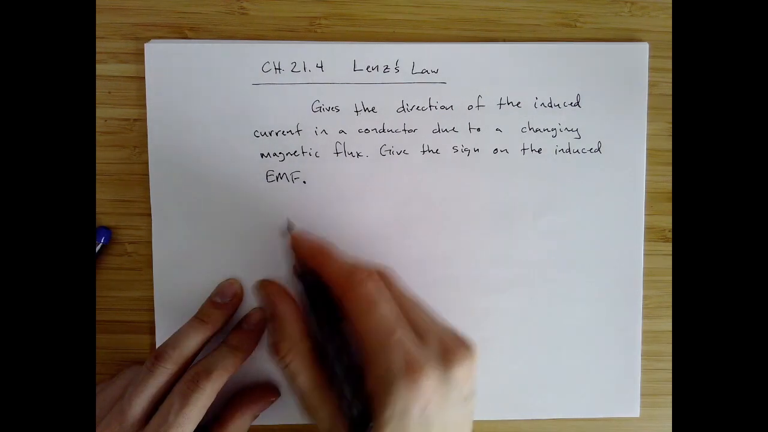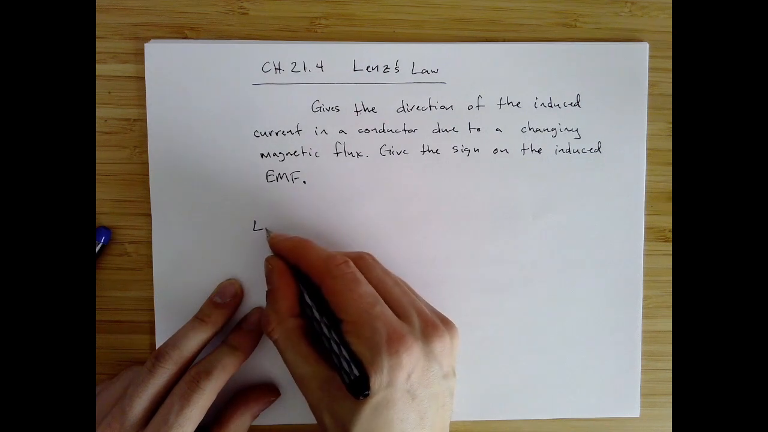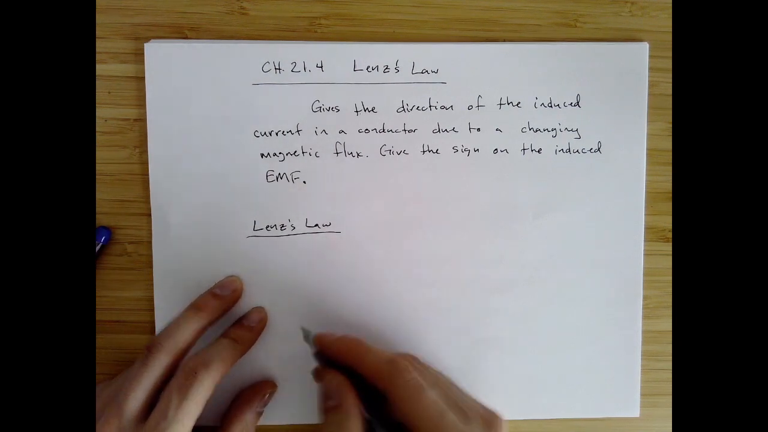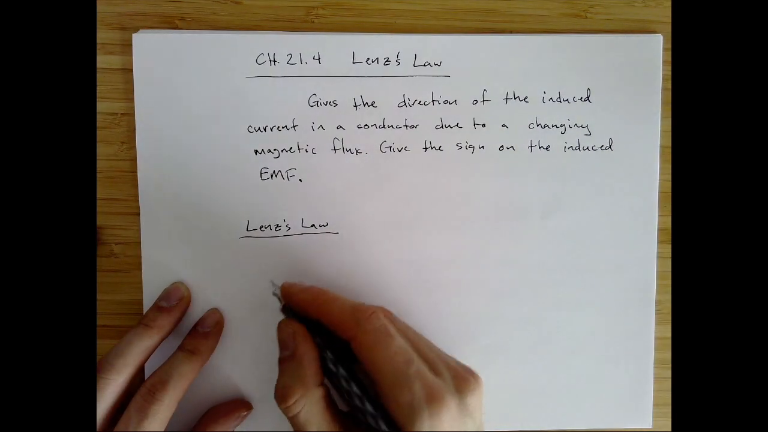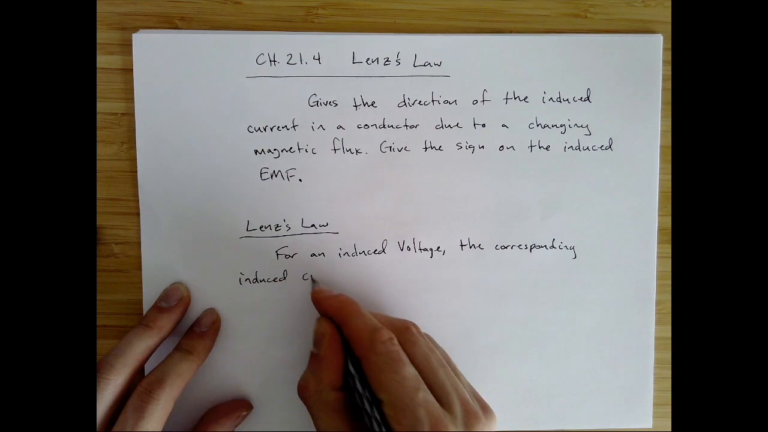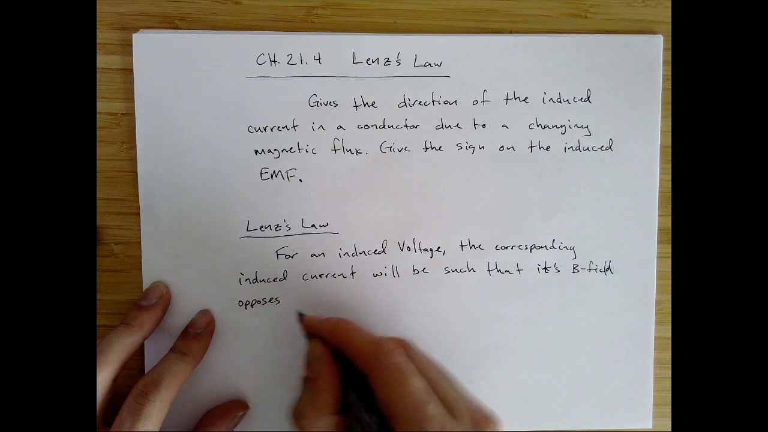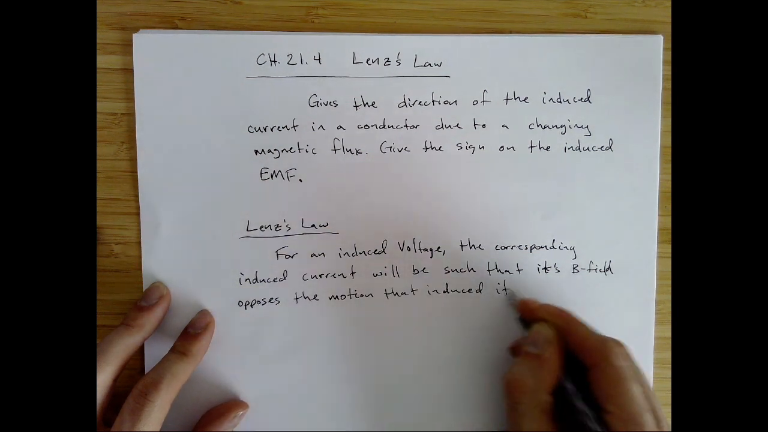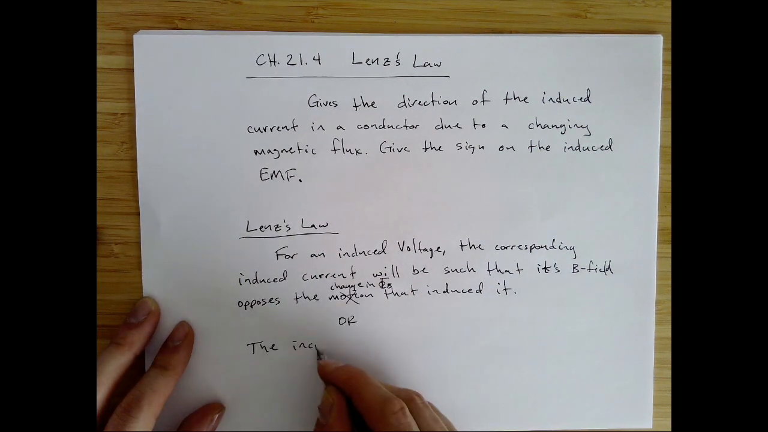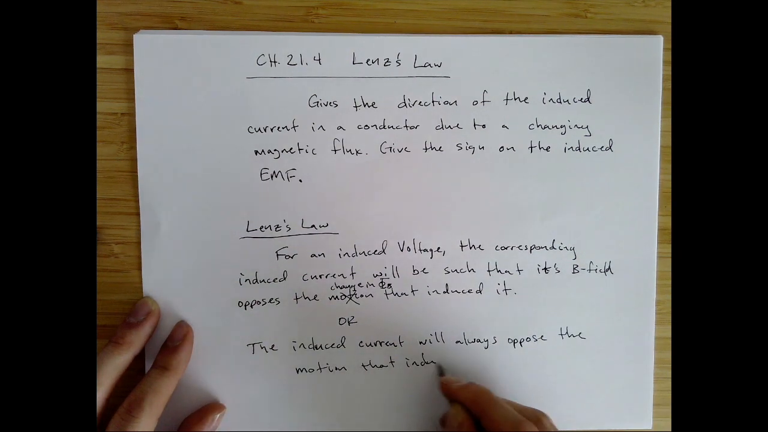Another definition that is often used, so this would be another way to write Lenz's law, and that is, the second definition reads that for an induced voltage, the corresponding induced current will be such that its B field opposes the motion that induced it. And then I crossed out motion and put change in magnetic flux. An even simpler way to say it would be that the induced current will always oppose the change in motion that induced it.